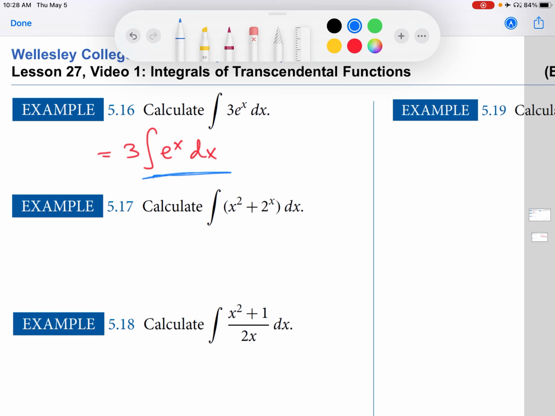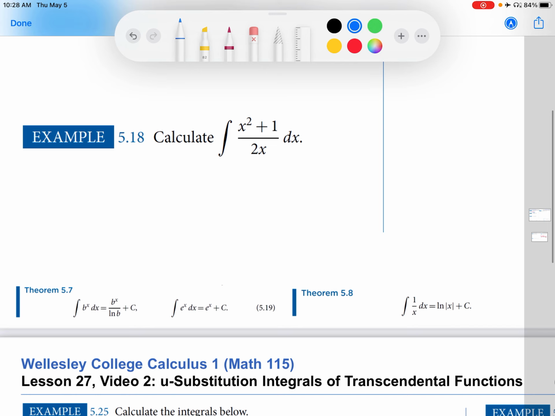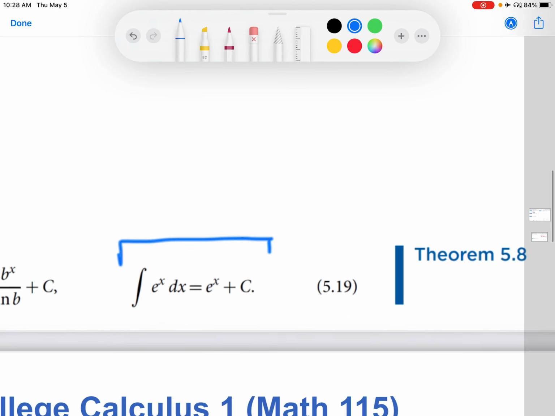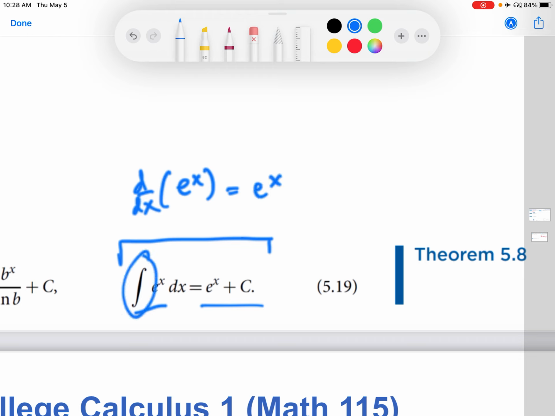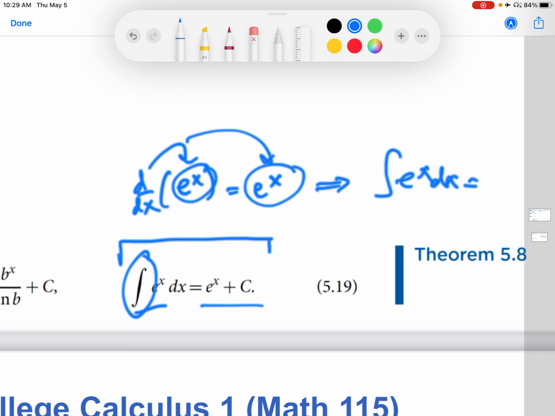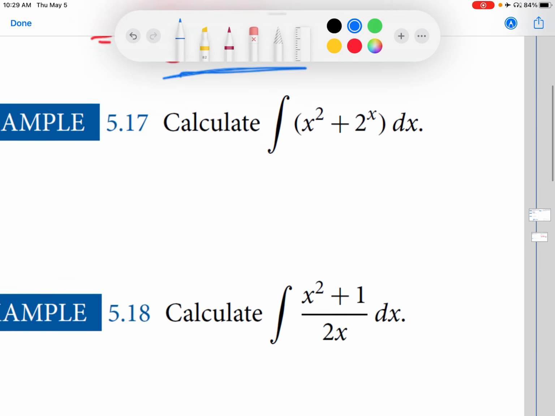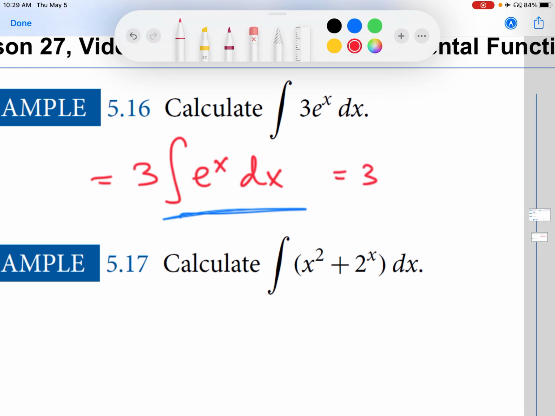Okay, so now integrating e to the x dx. I'm going to scroll down here. This is one of those fundamental integrals. I'll zoom in here so you can see it clearer. The integral of e to the x is e to the x, because you might remember that the derivative of e to the x is e to the x. And then, again, thinking back to what this symbol means, it's really shorthand for anti-differentiation. So if the derivative of e to the x is e to the x, then this tells us that the integral over here of e to the x is the thing that we differentiated. And then with the plus c because it's indefinite. Okay, so that was pretty easy. So I just have 3 times e to the x plus c. There we go. That is my answer.